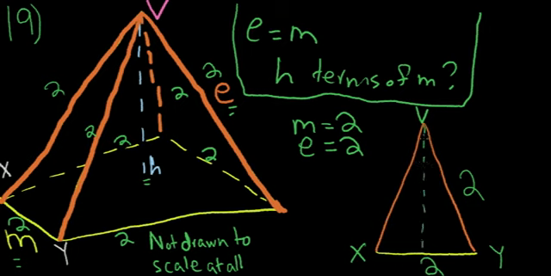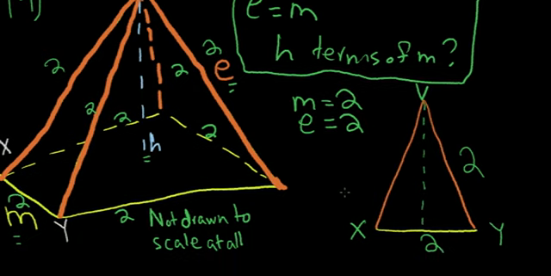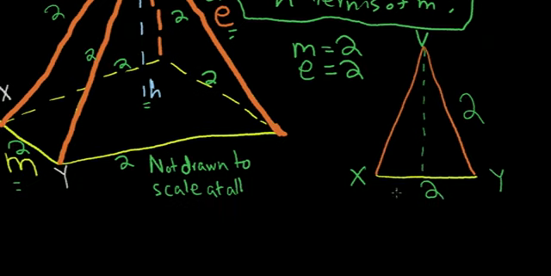Since we divide it into half, each side, we reach the midpoint of X and Y. So, each one is going to be 1. So, the triangle here looks just like this. It's 1 and 2. And to figure out this side, just use the Pythagorean theorem.